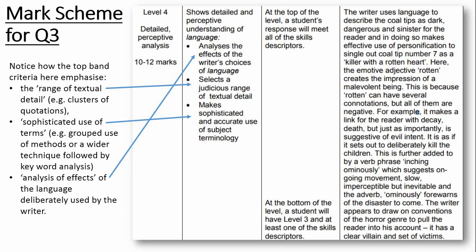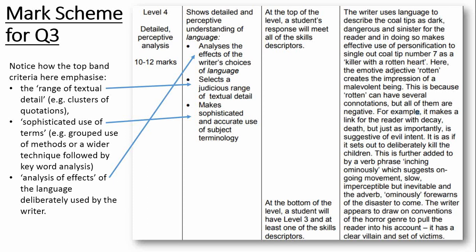If you look at the very top sentence of that second column on this mark scheme, it talks about detailed and perceptive understanding of language. Well, if you're using the cluster of quotations, the groups of methods, and talking in detail about what's being done, clearly that will be detailed. And we mentioned talking about things like atmosphere, for example, and why that is being used. If you're doing things like that, then that clearly will get you into the perceptive level. So that's what we're talking about there.